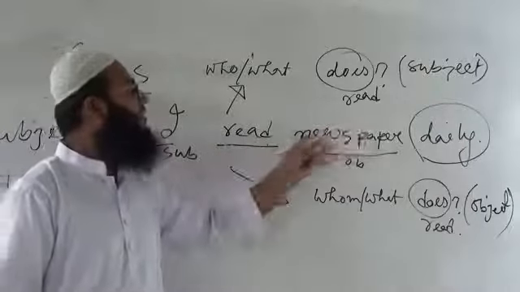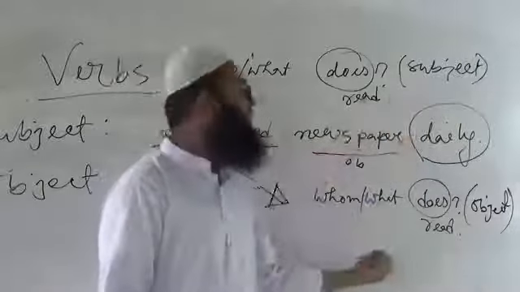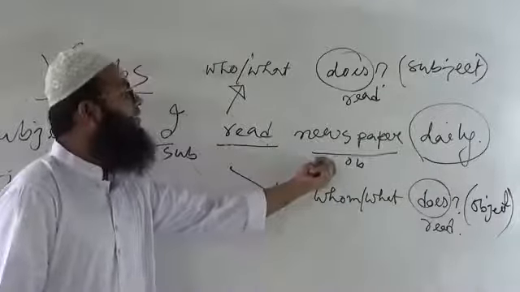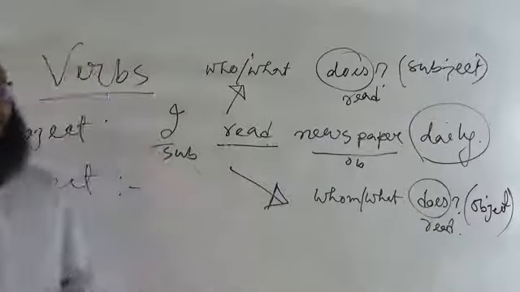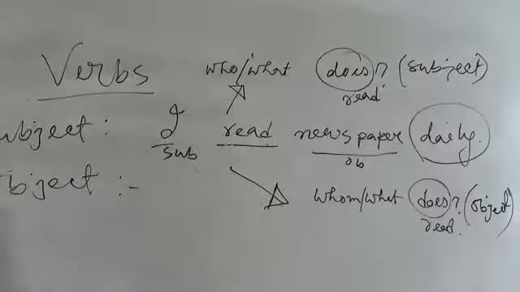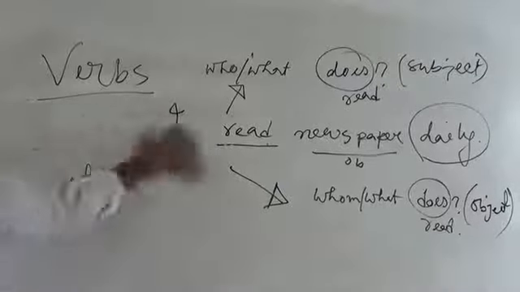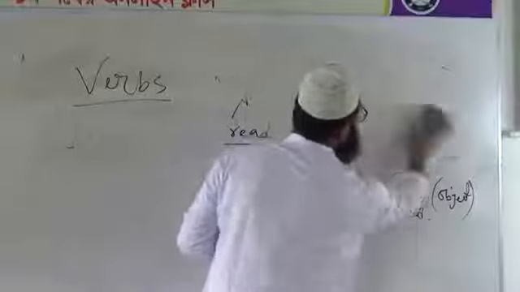If there are many words in the position of object, I will definitely be able to find out the object through the question. Okay? That is the system. In this way, we will be able to find out the subject and object of the sentence.